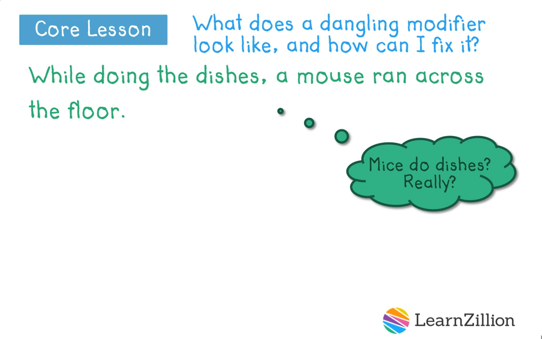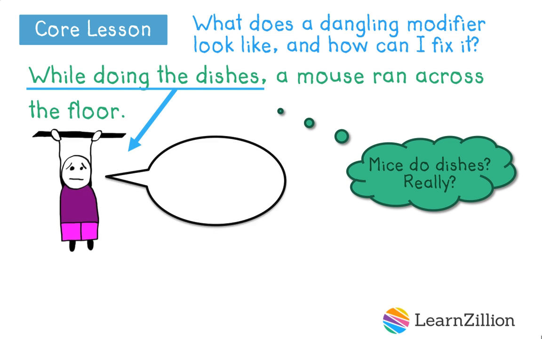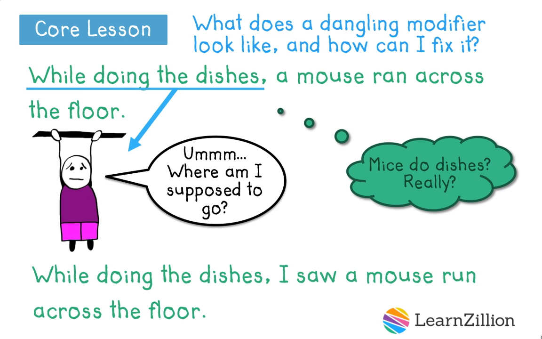When we have a dangling modifier, it is as if the modifier, in this case the phrase while doing the dishes, is hanging out on a line all by itself without a destination. Let's try this. While doing the dishes, I saw a mouse run across the floor. We added the target I and the verb saw, and we rearranged the rest of the words so that the modifier comes right before its target. Let's look at one more example.